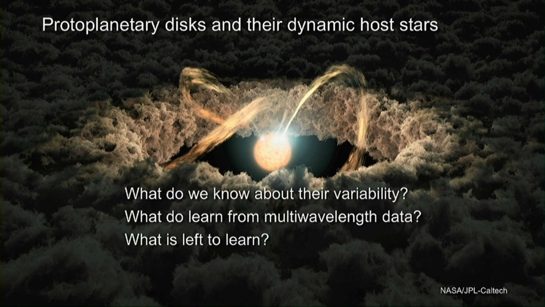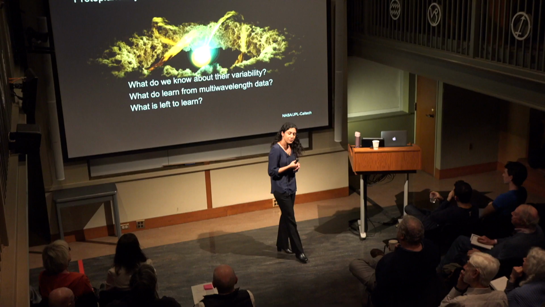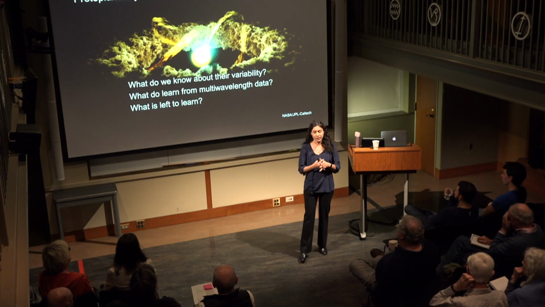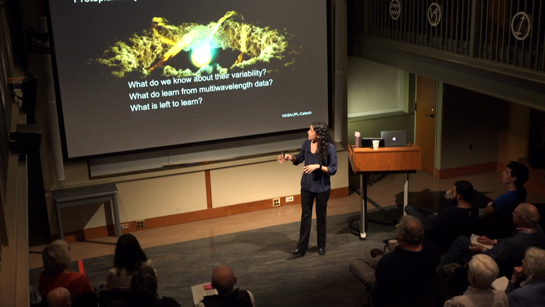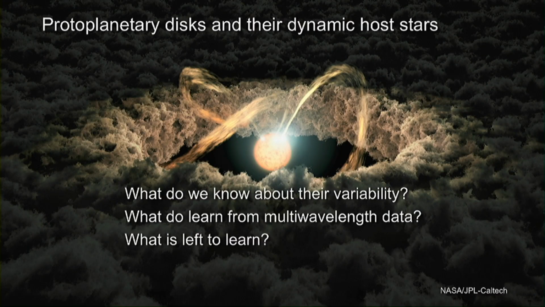So today I'm going to be structuring my talk around these three main questions. So first, what do we know about protoplanetary disks, and particularly variability of these T-Tauri stars? And this is going to serve as an overview, introduction to the field. And then I'm going to move on to what do we learn from multi-wavelength data. And here I'll be talking mostly about some recent data that I've collected, trying to understand accretion and the connection to the disk by looking at multi-wavelength data. And then, of course, wrapping up with what is left to learn. We're left with many more questions than answers.